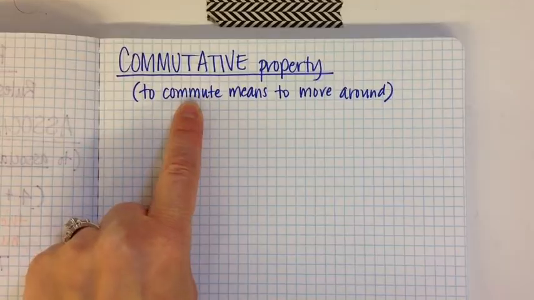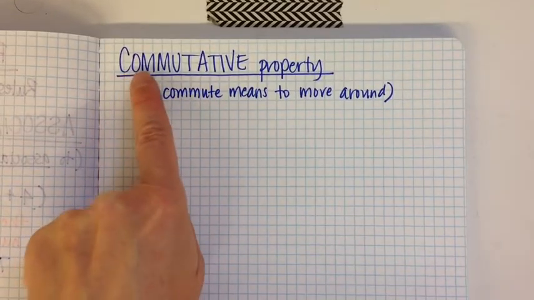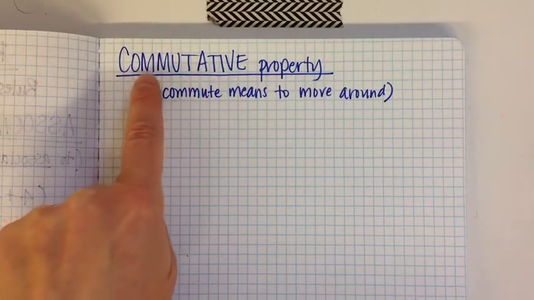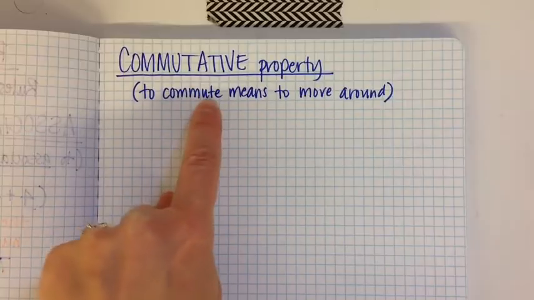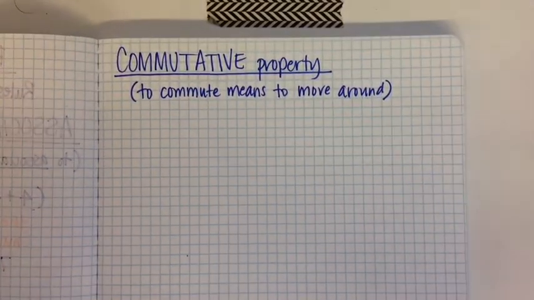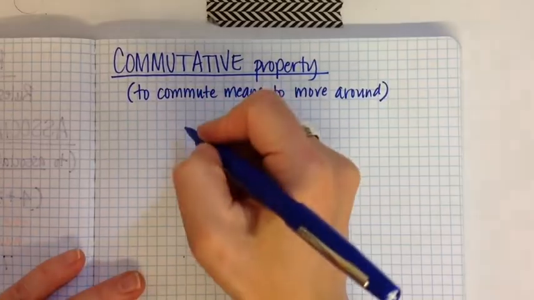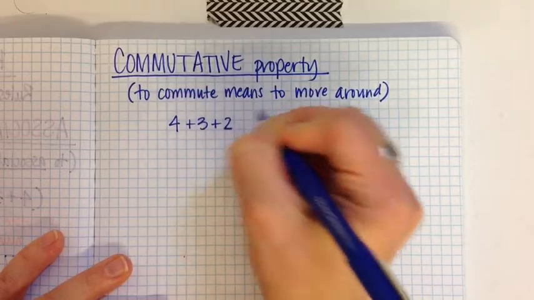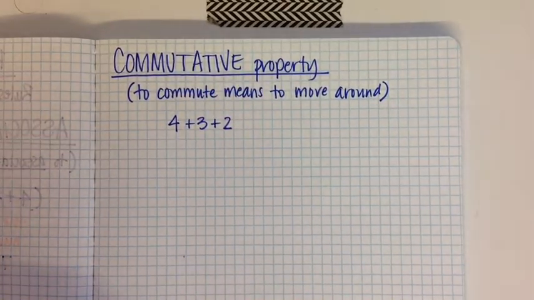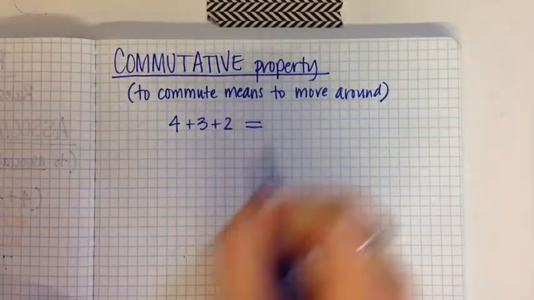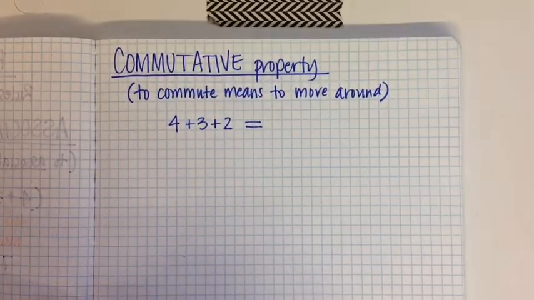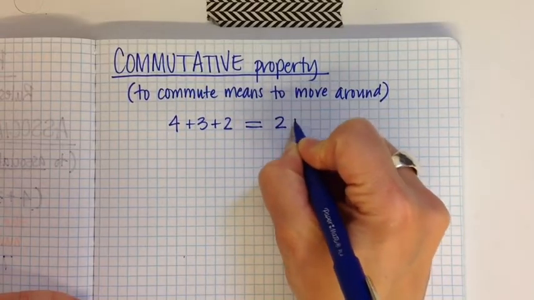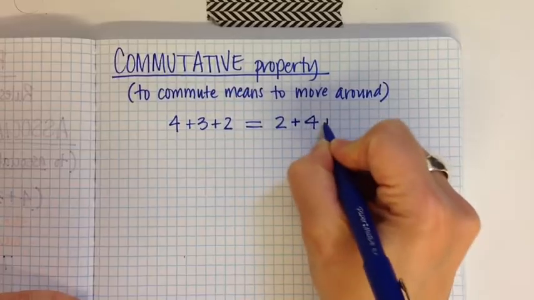So think of that when you're saying this property. It's not community, it's commutative, and they're going to commute. All right, so I'm going to bring our trusty 4, 3, and 2 back. Those make great numbers for examples. If I have 4 plus 3 plus 2, what this rule shows us is that it is equal to if I were to move those around. And there's a lot of different ways I could move them. So let's put, instead of last, maybe the 2 will be first, and then the 4, and then the 3.